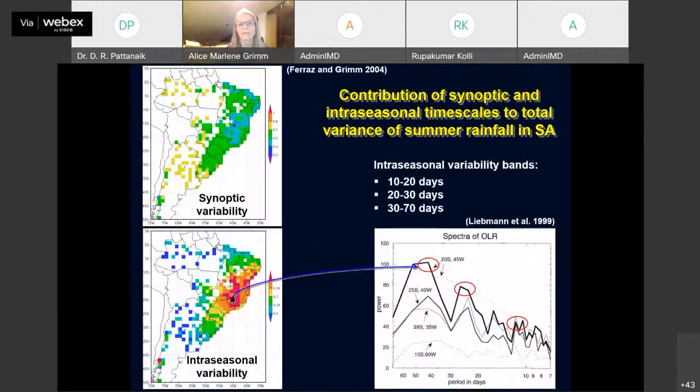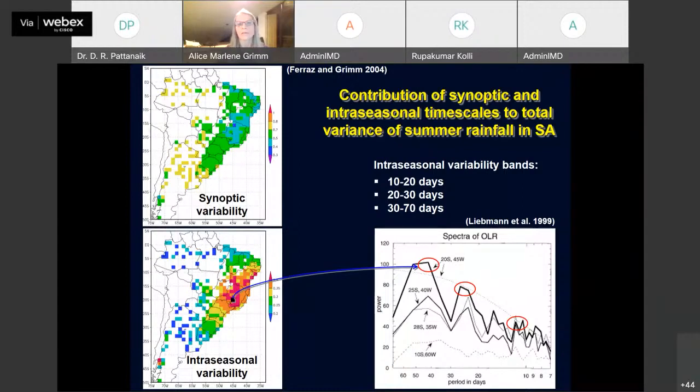So let's introduce the intra-seasonal variability in South America. Here we have the contribution of synoptic and intra-seasonal timescales to total variance of summer rainfall in South America. You can see that intra-seasonal variability has a great contribution here in Central East South America. It's a very significant contribution, while synoptic variability has a much stronger contribution here in the western part.